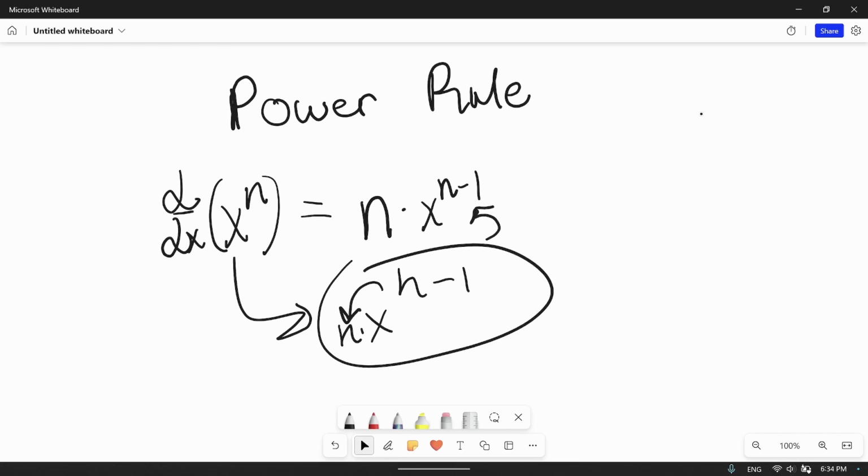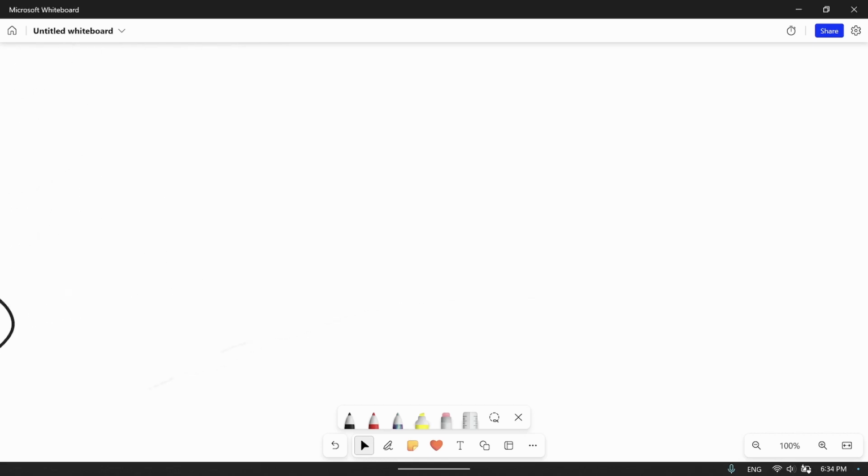So let me give you an example. If we have x to the 2, then we take the derivative of that, which is going to be 2x. Simple, right? Okay, let's move on. The next one is the product rule.